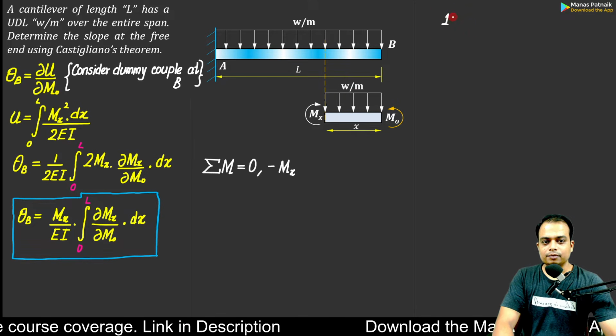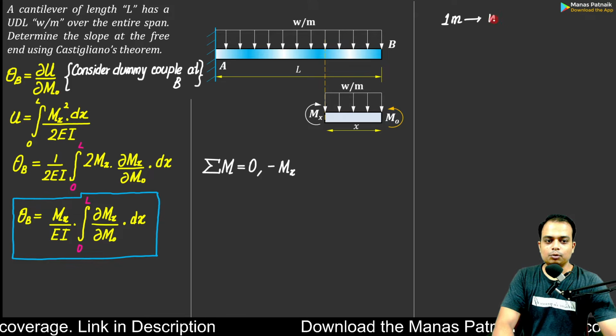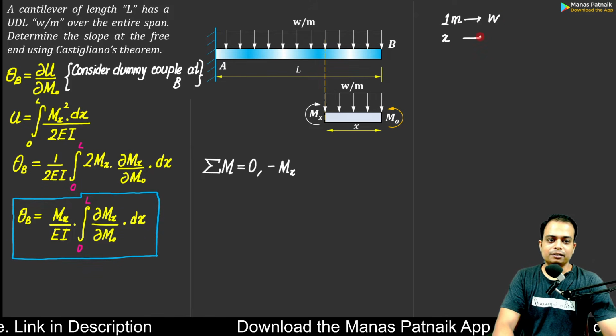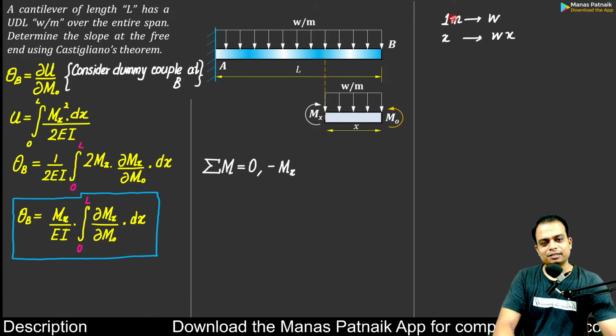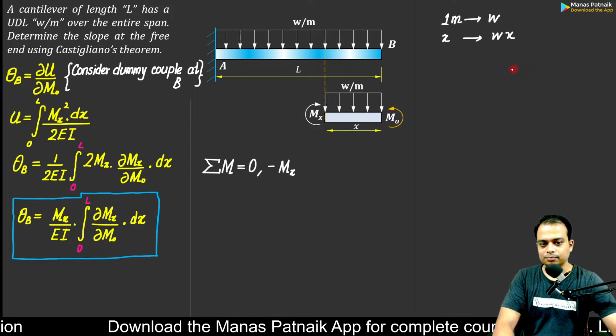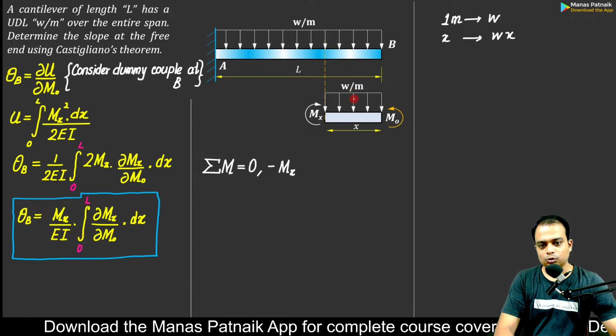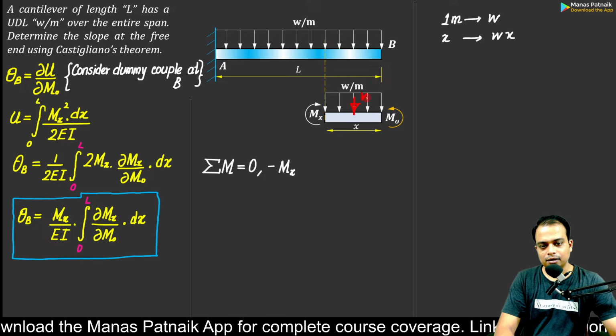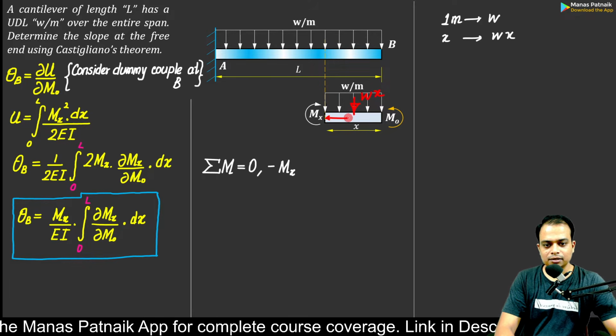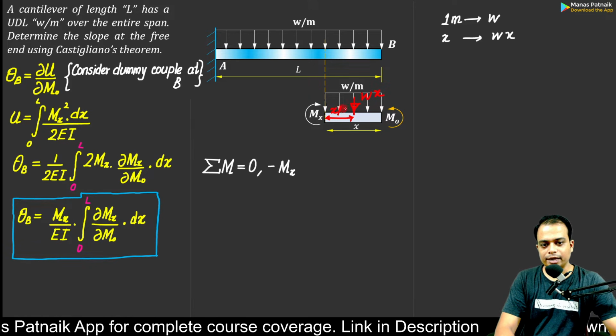In 1 meter, the magnitude of the UDL is w. So in x meters, it is going to be equal to wx. Let's just say we have multiplied both sides with x. And that wx is going to be acting centrally, and the distance from this end is going to be equal to x by 2.